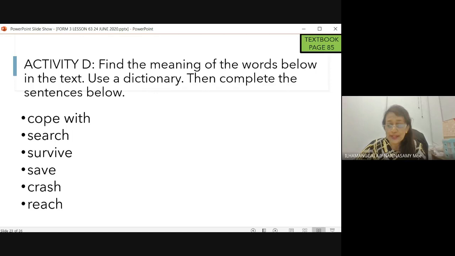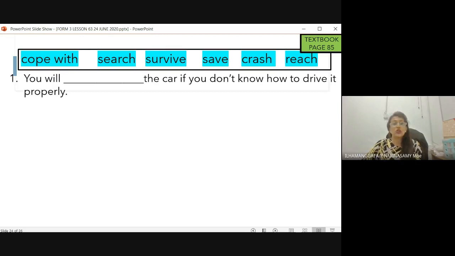Awesome. Now, you know the meaning of the words. Fill in the blank. You crash the car if you don't know how to drive it properly. What would the answer be for number one? Okay, number one, Sharina says crash, Xiaomin says crash, Tarwina says crash. Everyone seems to say it's crash. So yes, crash. Okay, number two.